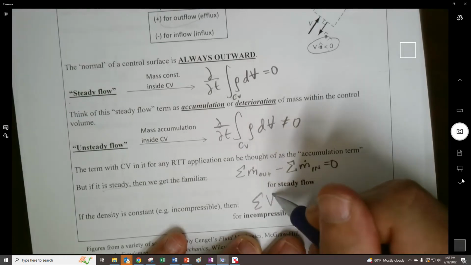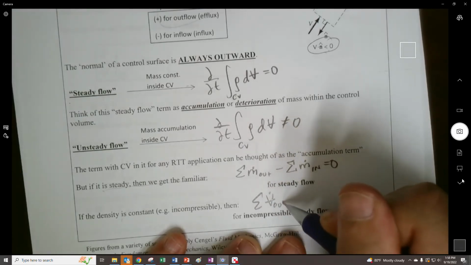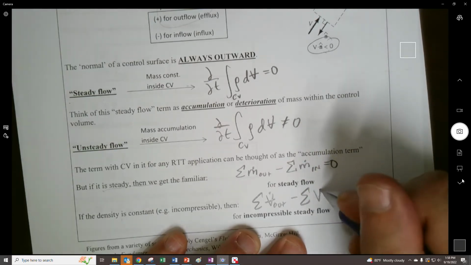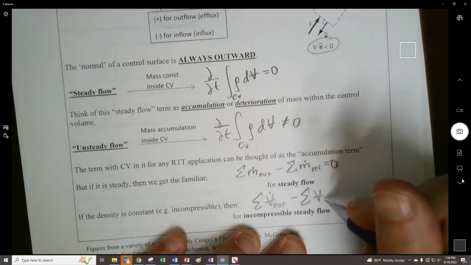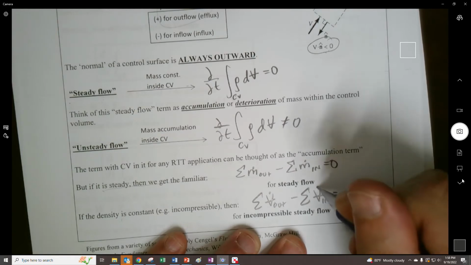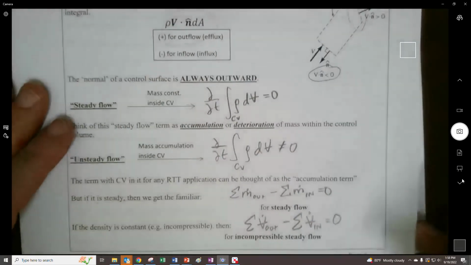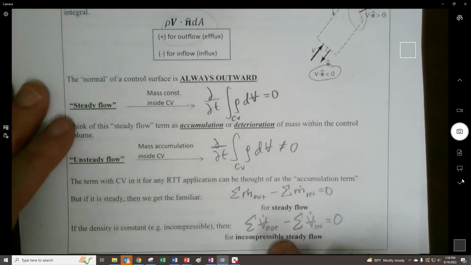Now, a notable thing here: if it's incompressible, if density is constant, we also could say that we could have the volumetric flow, right? So this would be cubic feet per second, and we're putting a dot on top of that, or it could be gallons per minute, or what have you. That is also true as long as we're incompressible.